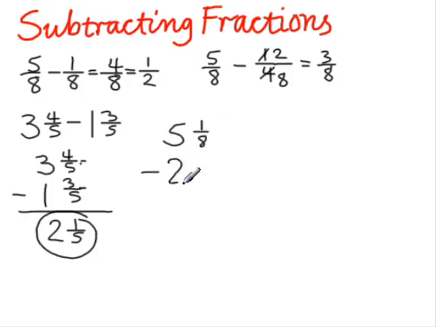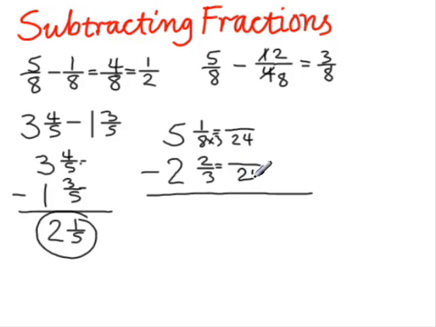minus 2 2/3. Again, I write this in column form, and I notice here that my two denominators are different numbers, and so I have to find a common denominator for these two fractions. And the common denominator of 8 and 3, the lowest common multiple would be 24. 8 times 3 is 24. And 3 times 8 is 24.